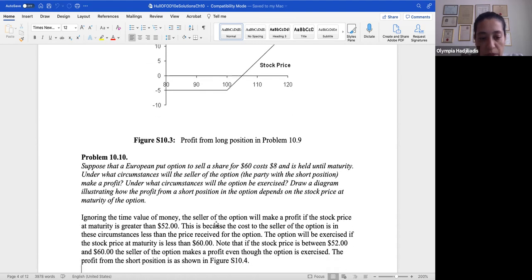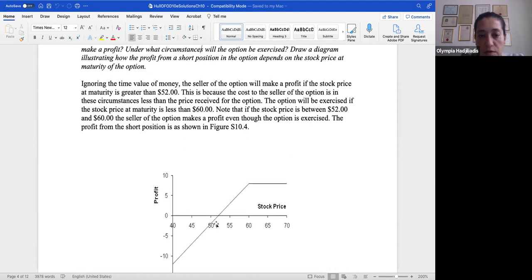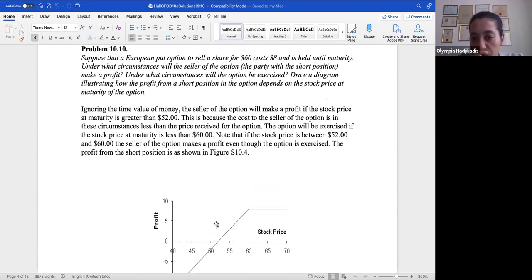maturity of the option. Ignoring the time value of money, the seller of the option will make a profit if the stock price at maturity is greater than $52. This is because the cost to the seller of the option is in these circumstances less than the price received for the option. The option will be exercised if the stock price at maturity is less than $60. Note that if the stock price is between $52 and $60, the seller of the option makes a profit even though the option is exercised.